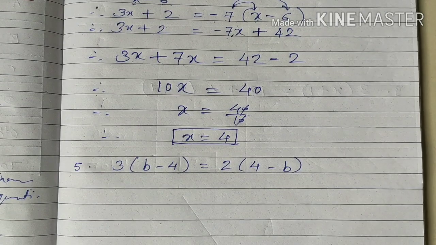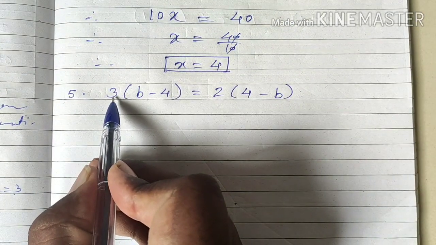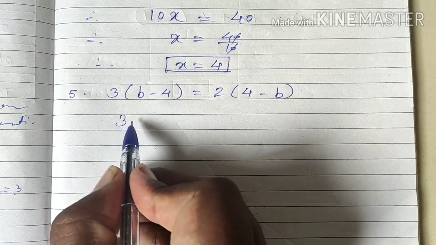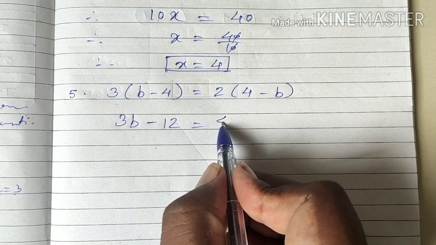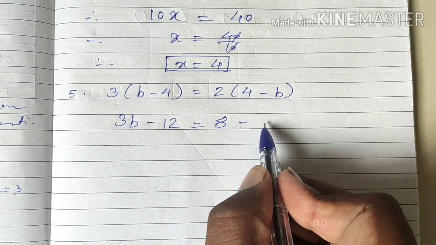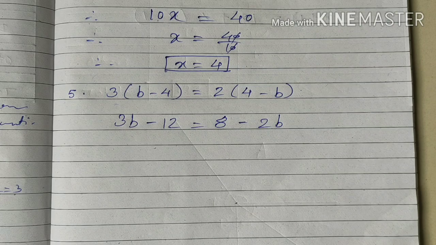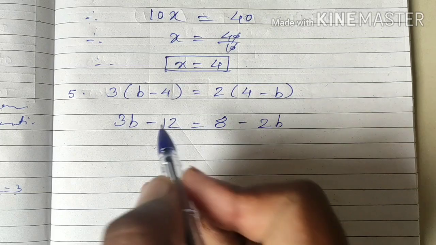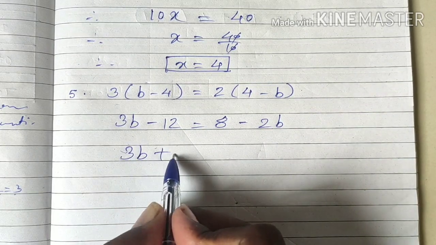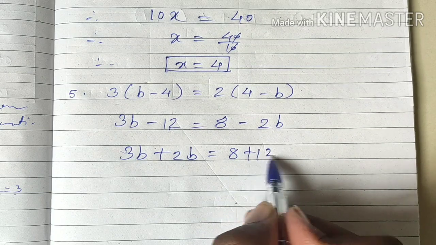Next we are solving the fifth question. See, outside the bracket there is a 3. When we multiply the bracket by 3, then it becomes 3b minus 3 4s are 12. 2 into 4 is 8, and 2 into minus b is minus 2b. Okay. Now again same procedure. Shift all the b terms in one side, constants in other side. Minus 2b going that side will become plus 2b. Minus 12 shifting that side will become plus 12.